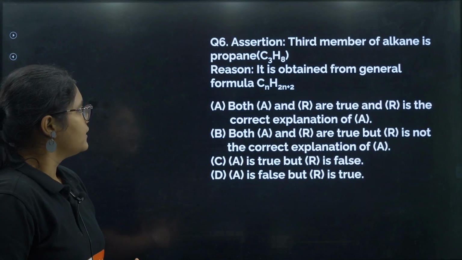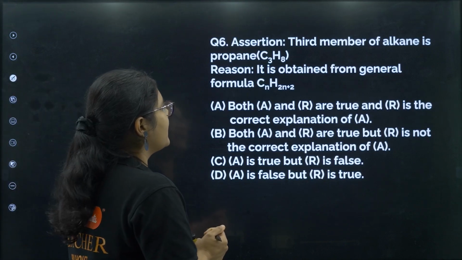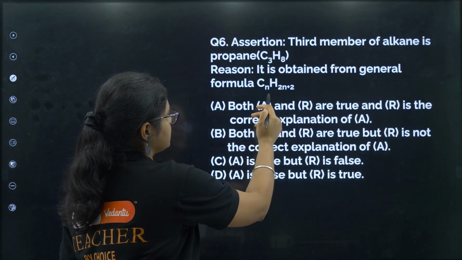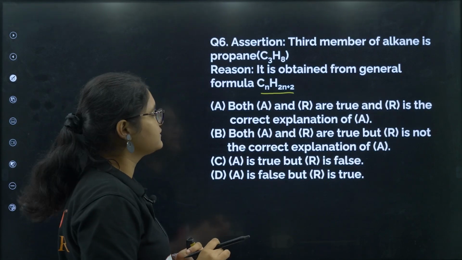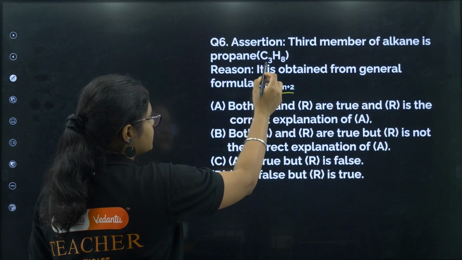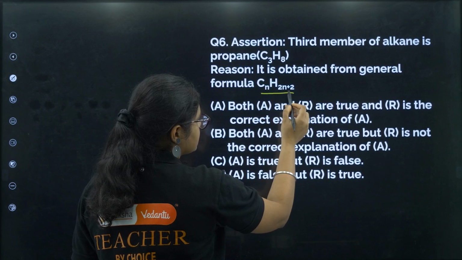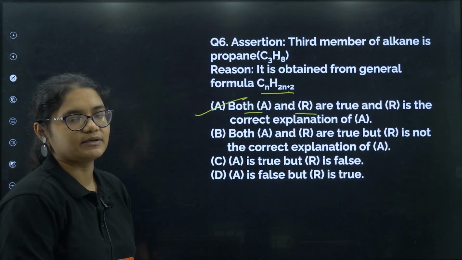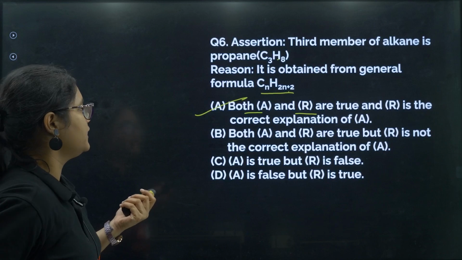Okay. Next, the third member of the alkane is propane. It is obtained from the general formula CnH2n+2. Yes, so that is also correct. If you substitute n=3 here, 3 times 2 is 6, plus 2, 8. Yes, both assertion and reason are correct. Reason is the explanation for the assertion, right?